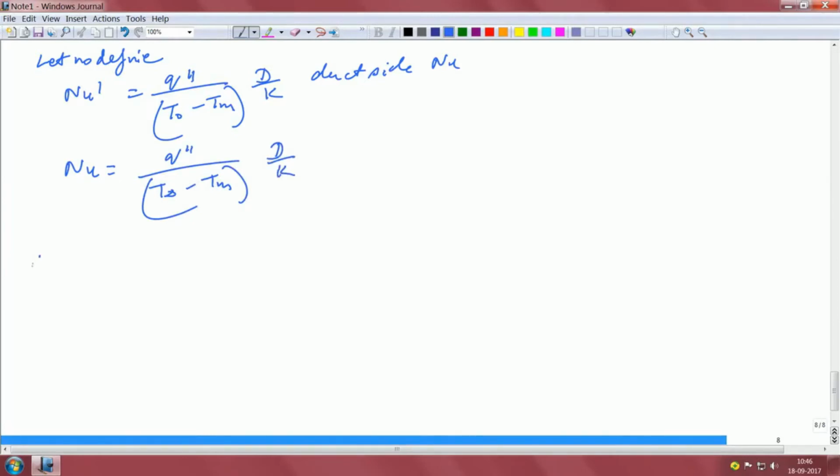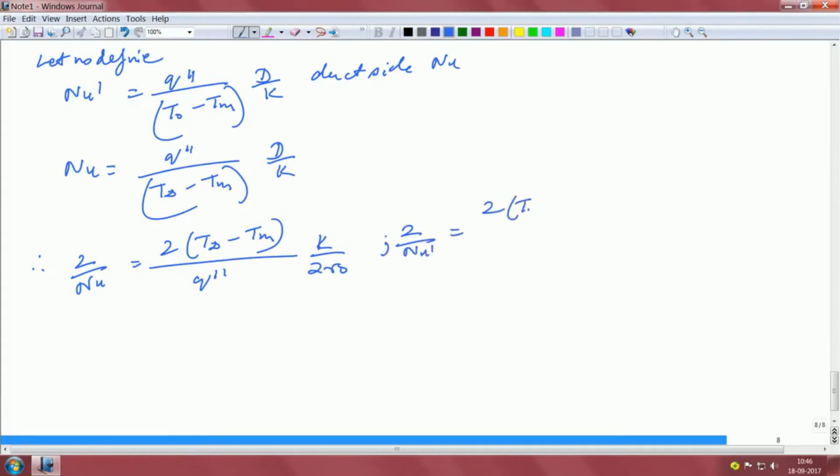Therefore, 2 by Nusselt number is equal to 2 (T infinity minus Tm) divided by Q double prime k by 2 R naught. And 2 by Nusselt number prime is basically 2 (T naught minus Tm) divided by Q double prime k by 2 R naught.